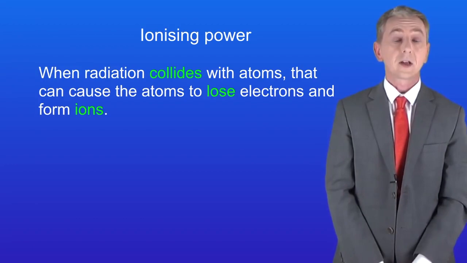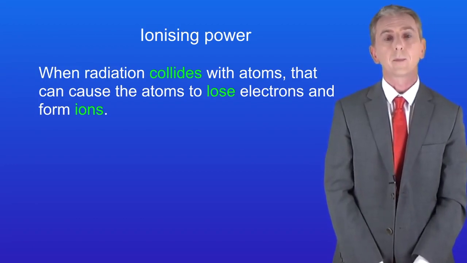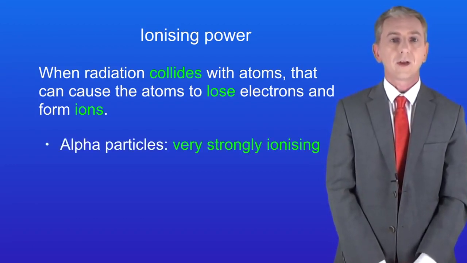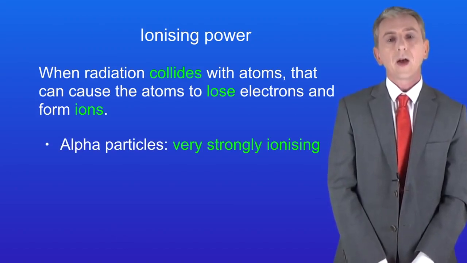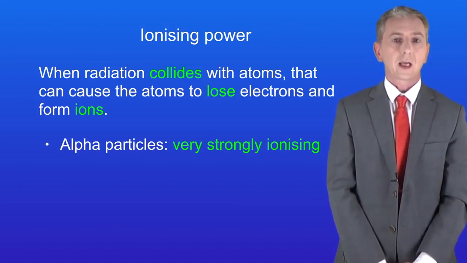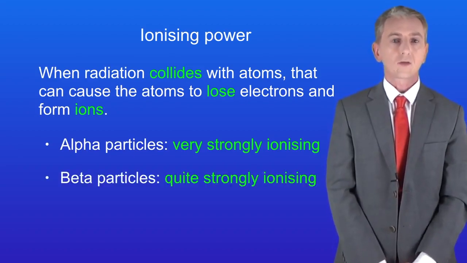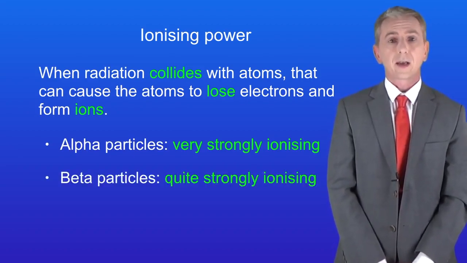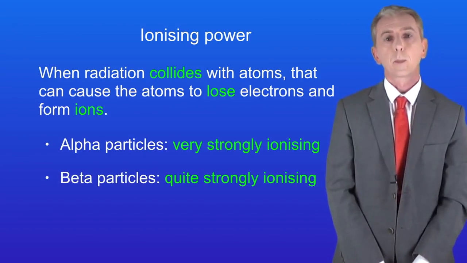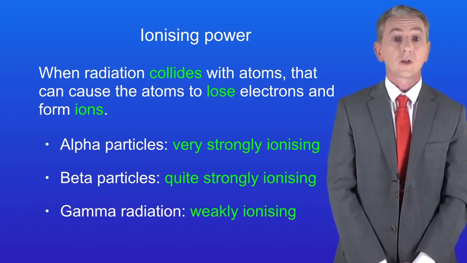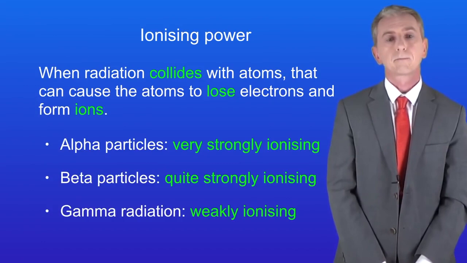Now, each type of radiation has a different ionizing power. Alpha particles are very strongly ionizing. That means they can produce a lot of ions when they collide with the material. Beta particles are quite strongly ionizing, but not as ionizing as alpha particles. And finally, gamma radiation is only weakly ionizing.